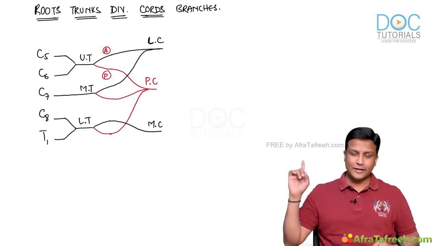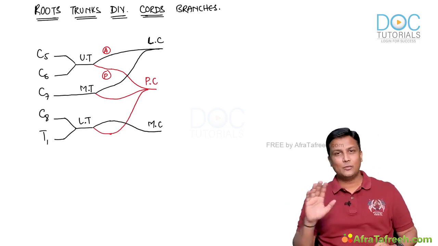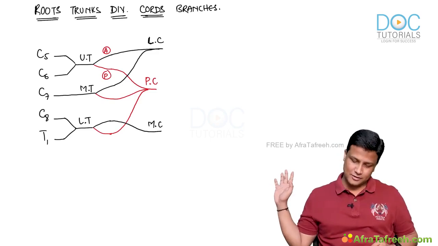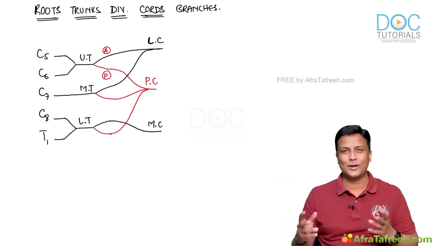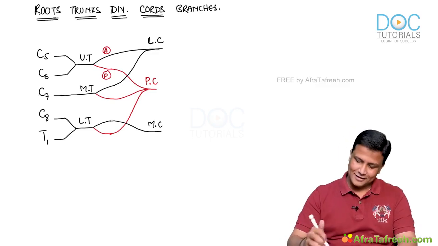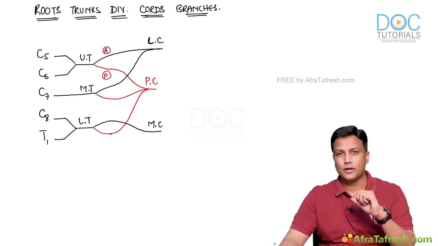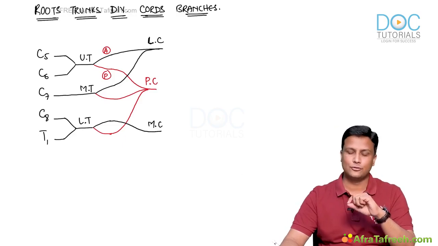Now if you're looking at the diagram here, we are actually done with all the 4 parts. We are done with the roots, the trunks, the divisions and the chords. The only thing that is left out right now is branches. So let's get started with the branches. Whatever branches are given from the chords, I'm going to first teach you with the help of mnemonics.